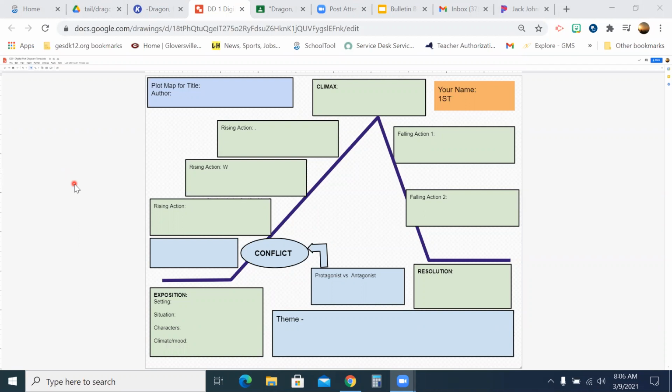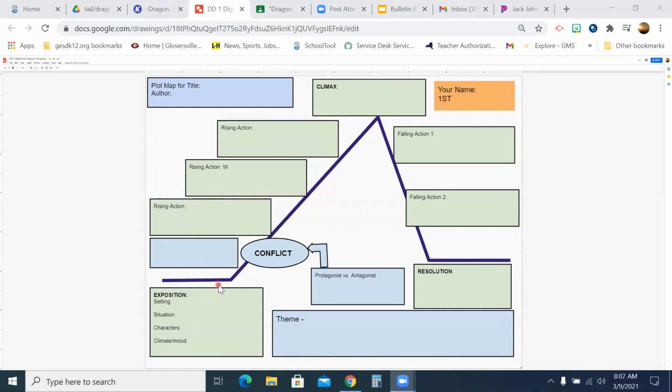Anybody need another minute to get all that loaded up? Nobody's saying they need another minute, so I'm assuming we're ready to roll. Okay, let's just review the plot diagram. The main part of the plot diagram is the big black line. And the beginning of it on the left, the flat line where the story begins, is known as the... You don't have to look in the air. You can look on your copy of the plot diagram because it's written there. It's known as the... Can't find the plot diagram.